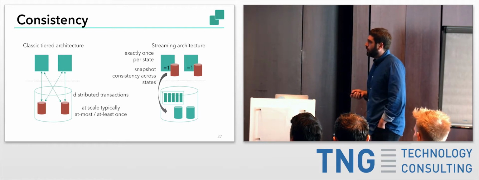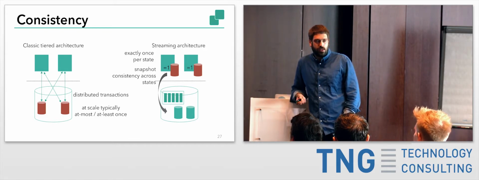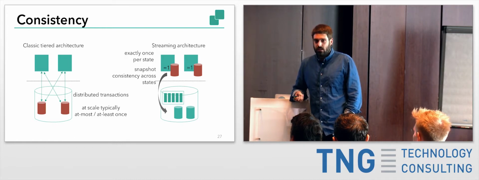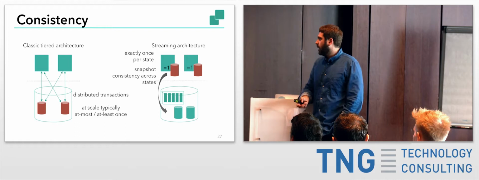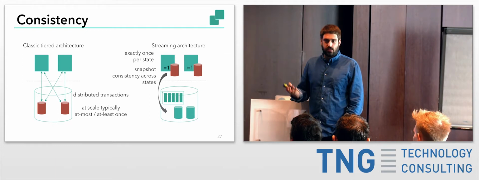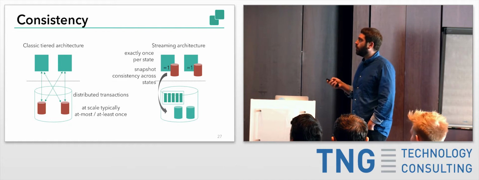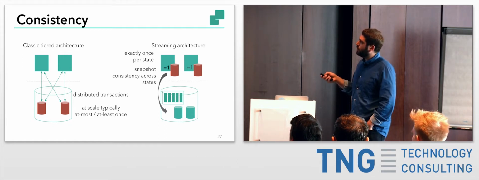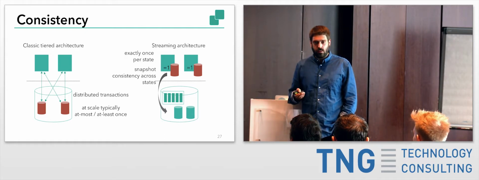If we talk about consistency, what people were doing here is you have two options. You can either do distributed transactions. Often, what happened at scale was that people could not get this to work. So often, people would resort to at most once guarantees, meaning no guarantees, or at least once guarantees, more relaxed forms of consistency. Whereas here, within one application, you can get exactly once state. So at the time that you recover, you will not have duplicates, you will not have lost data.